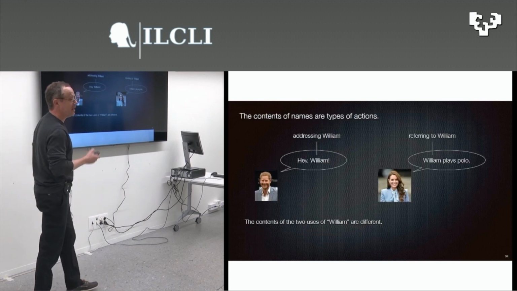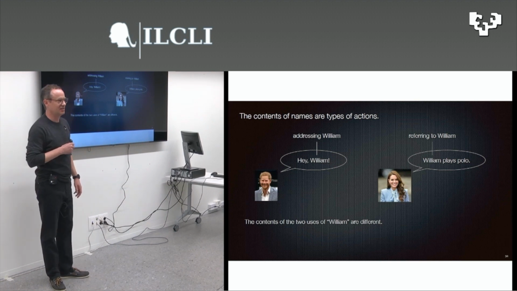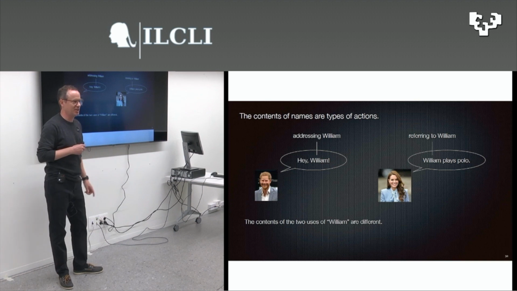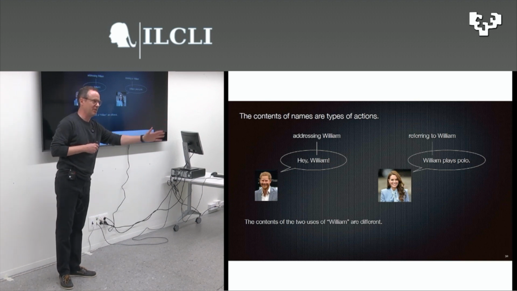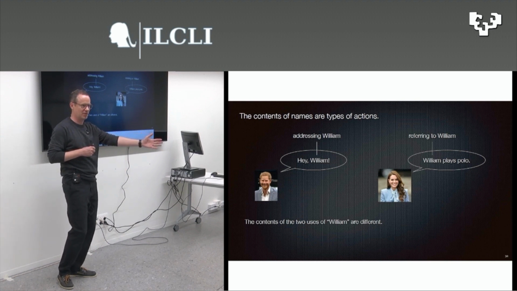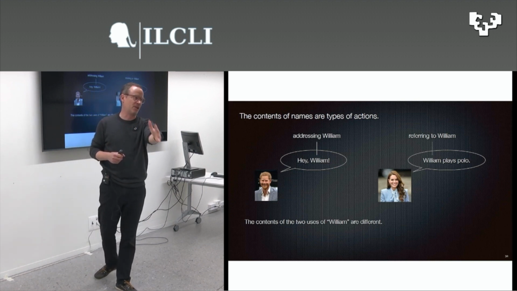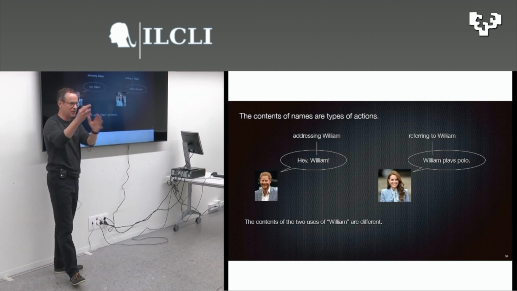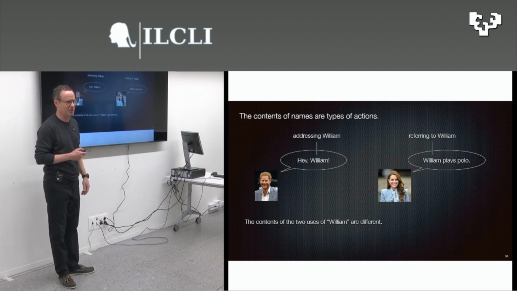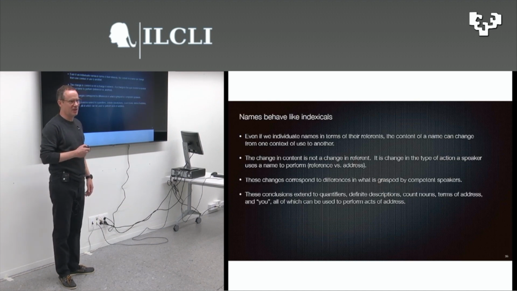All right, so my proposal is that the contents of the uses of names are acts themselves. They're types of actions. The content of this use of the name William is a type of act of addressing William. We build into the content the kind of act that the speaker performs. The content of that use of the name William is a type of act of referring to William. The kind of act is built into its content. And so that gives us a difference in content between those two uses. We're almost done. And that means that names behave like indexicals.